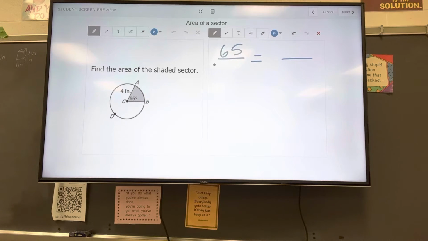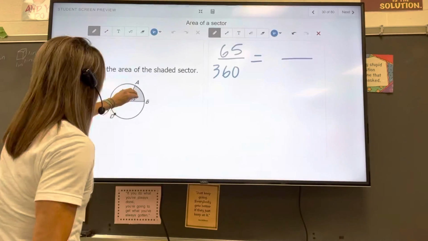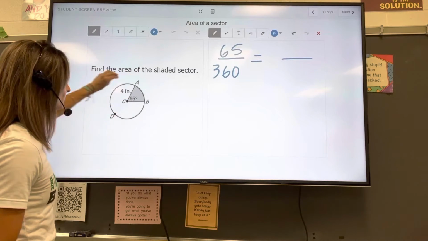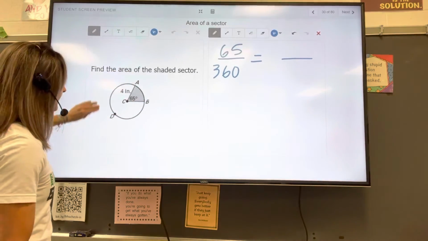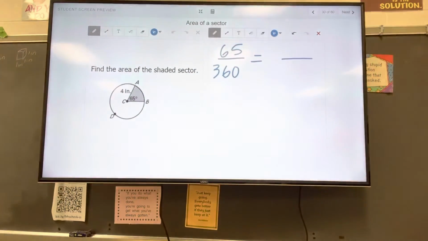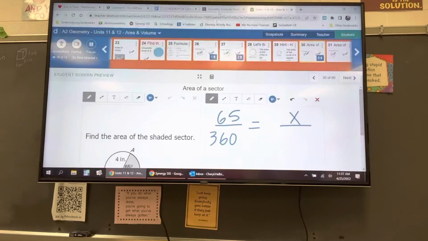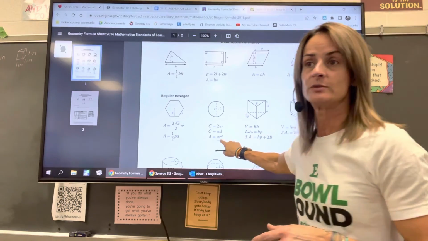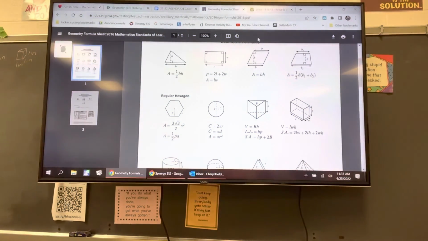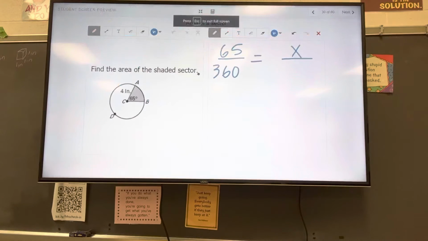65 degrees out of 360 equals this part of the area out of the entire area of the circle. Well, we don't know this area of the sector. So that's going to be our x. Out of the entire area, which is, if you go back to the formula sheet, underneath the circle, we have the formula for area, which is pi r squared. We're going to use this formula for this type of problem. Pi r squared, not 2 pi r, because we're not doing circumference. Pi r squared, and they told us that the radius is 4. So I'm going to plug in 4 for my radius.